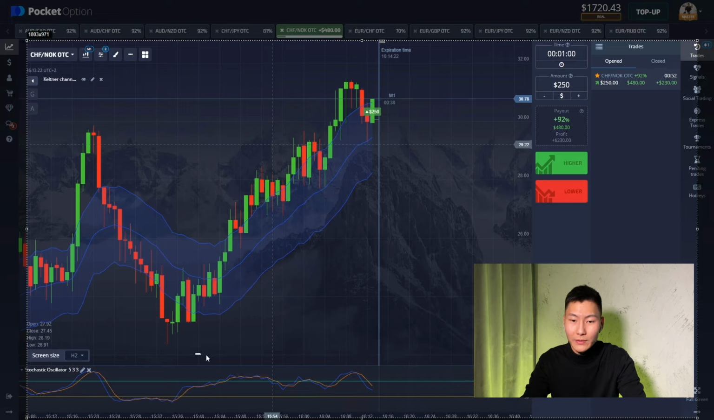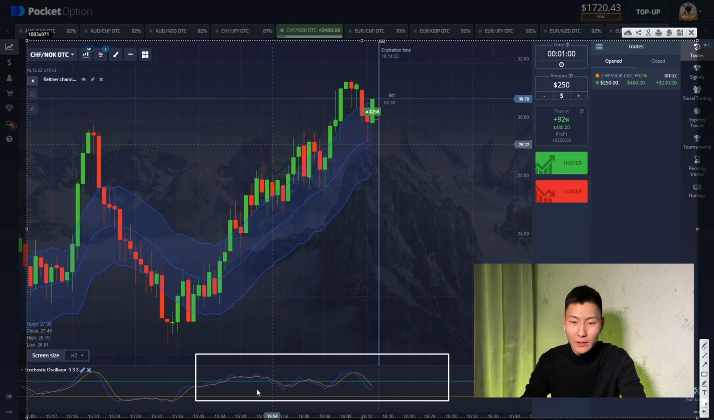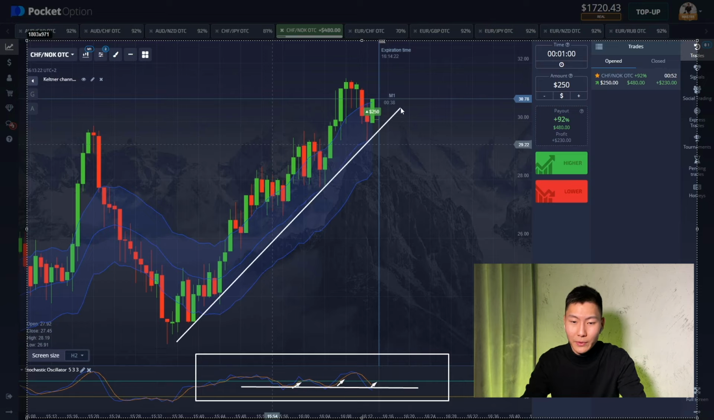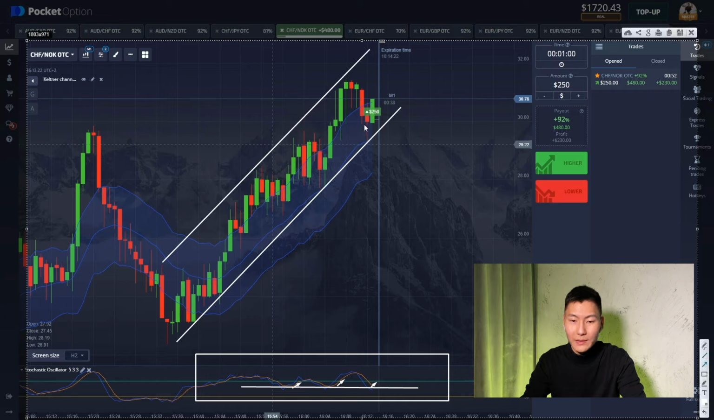However, let's consider the stochastic either. Let's point out this level, the level around 50. I guess the price got rejected all the time out of this level, and the stochastic seems to be reversing here. The upward trend prevails. We see the dynamics of the price movement.